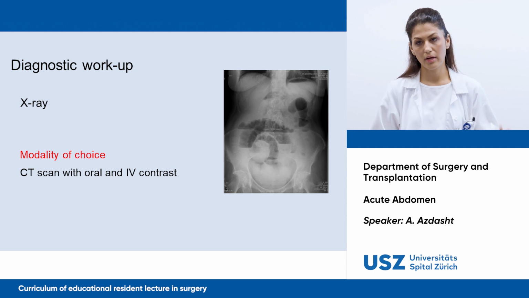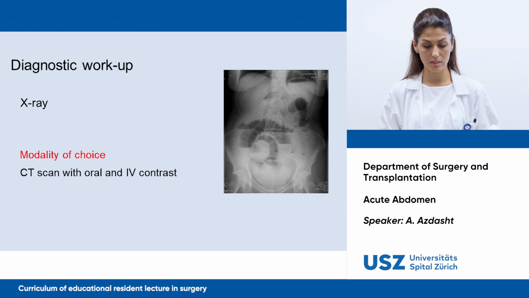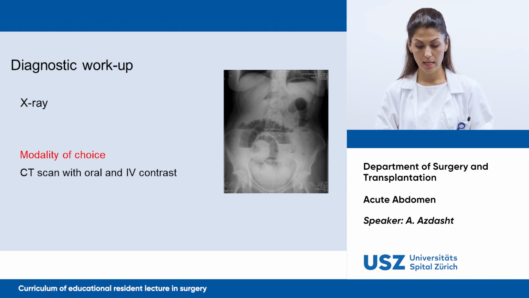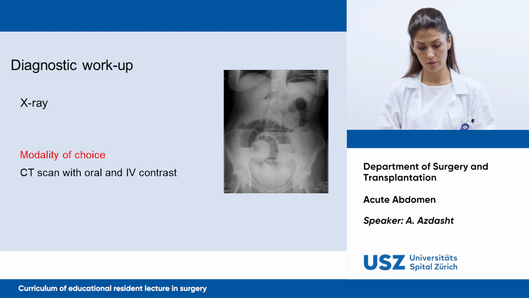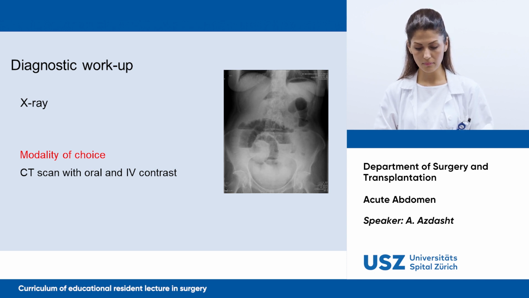In a high-grade obstruction, you can see a triad of multiple air fluid levels, distension of the small bowel loops, and the absence of gas in the colon. These three findings are pathognomonic for a small bowel obstruction. But overall, the specificity and the sensitivity are really low for plain X-rays, and they also do not detect any early signs of peritonitis.